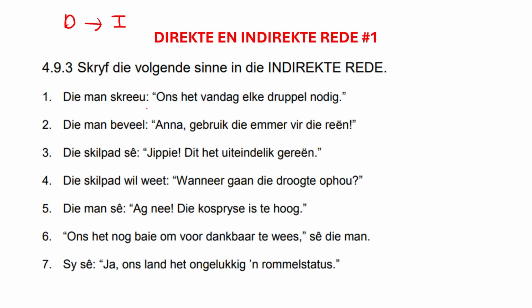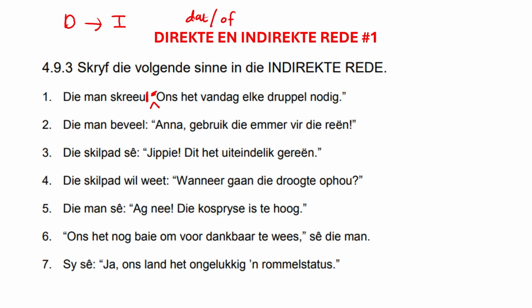Die man skree. Ons het vandag elke druppel nodig. The man shouts, we need every single drop today. So how do I change this to indirekte rede? What I'm going to do is write everything up until before the colon. So we'll say, die man skree. I'll drop the colon and the quotation mark. Then I'm going to add dat or of.